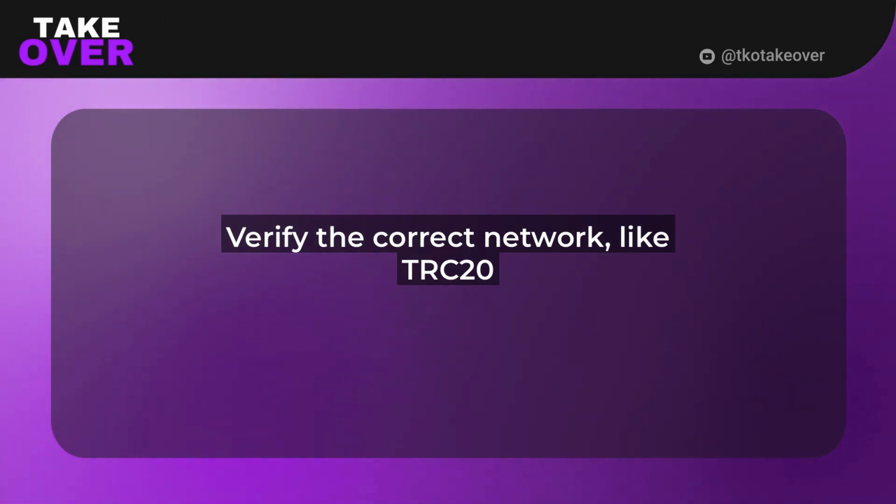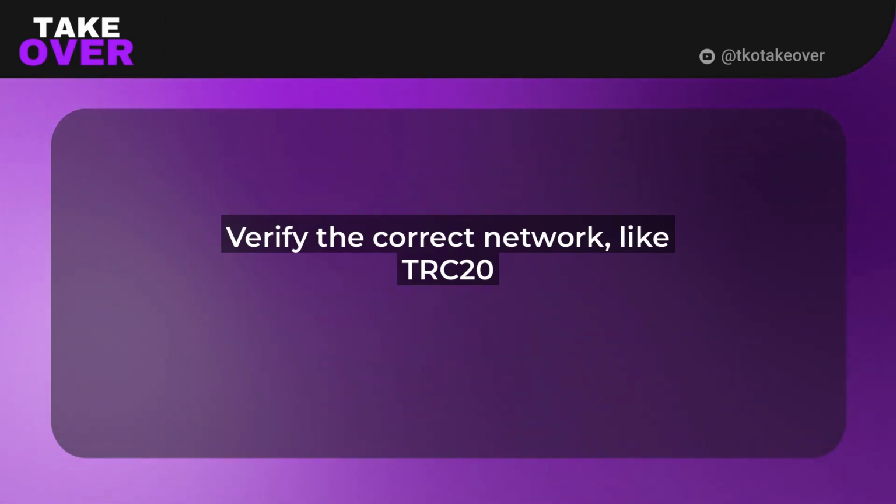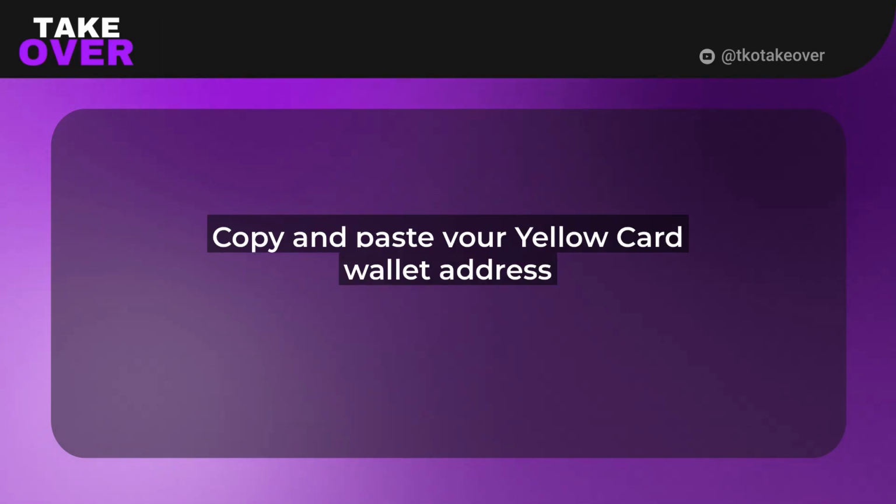Step 2. Get your Yellow Card wallet address. Open your Yellow Card app or website, go to your wallet, and copy the USDT address. Paste this into the withdrawal form on Binance. Enter the amount you want to send. Remember to leave room for network fees, which can vary but are typically low for TRC20.